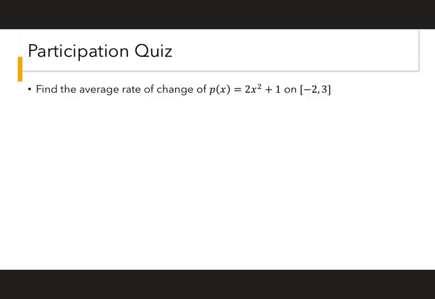All right, so here is your participation quiz for 3.3. You can go ahead, you can screenshot this if you want to and just write on it, but find me the average rate of change for the equation p of x is 2x squared plus 1 on the interval from -2 to 3.